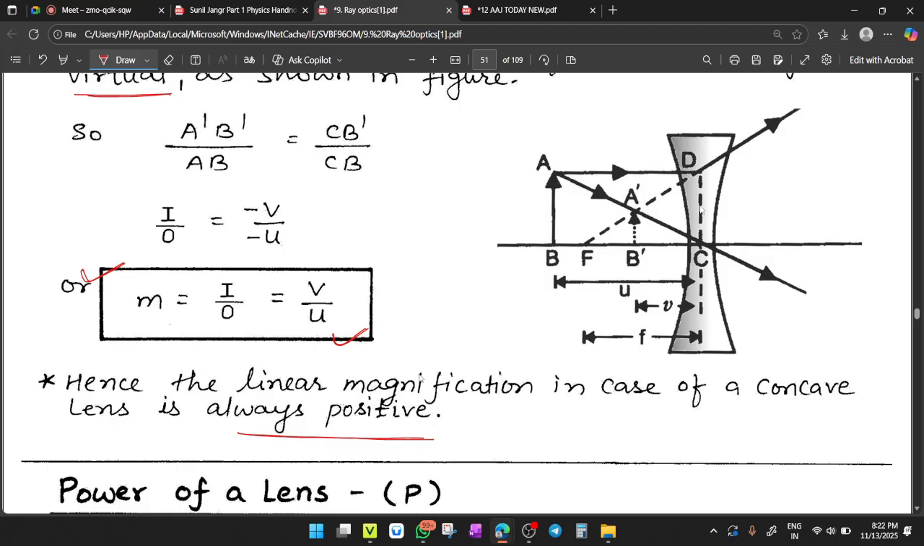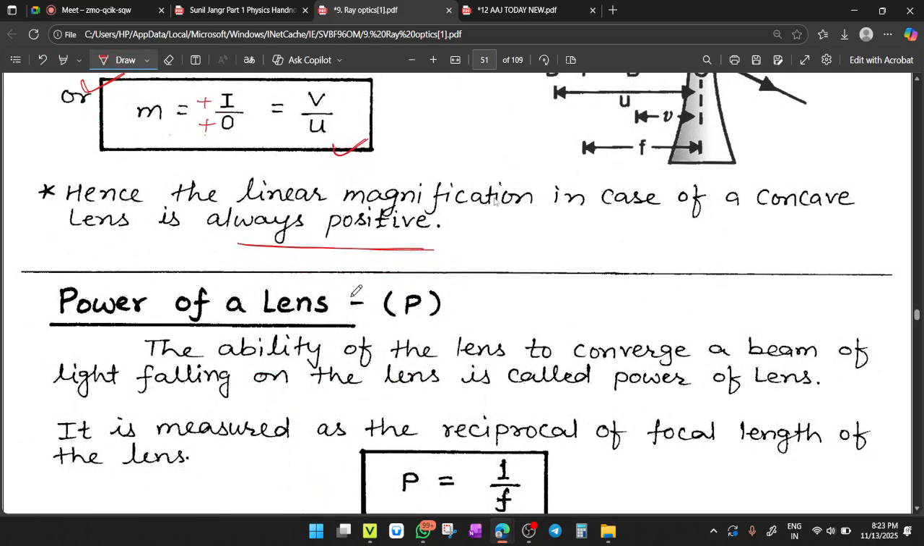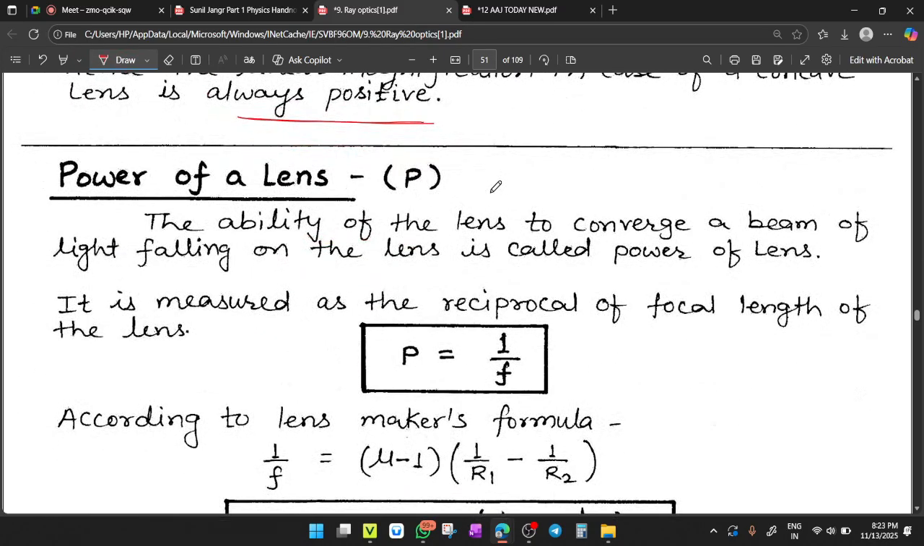Clear? For the concave lens, I is positive, that is upside, and O is also positive, so positive upon positive equals positive. Clear? As it is a virtual and direct image, the value of M will be positive for the case of concave lens. Now next thing, power of a lens.